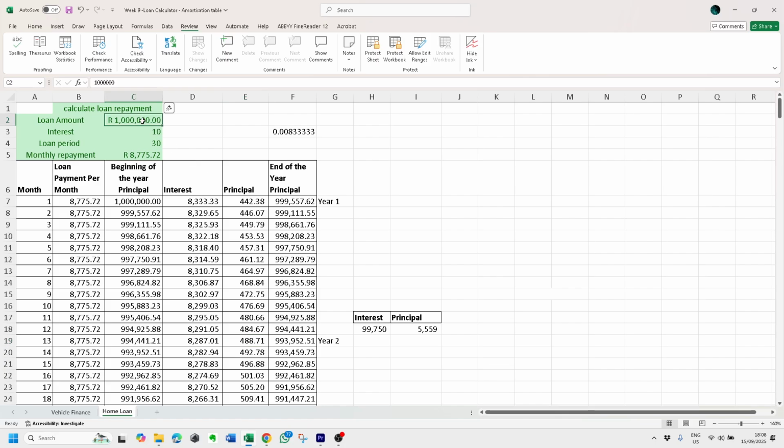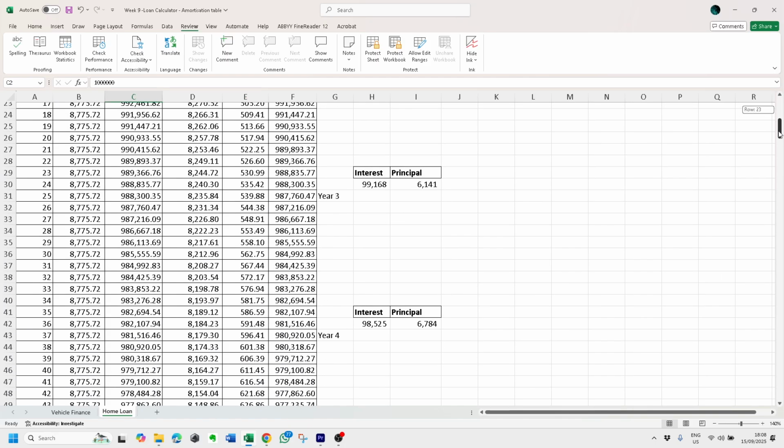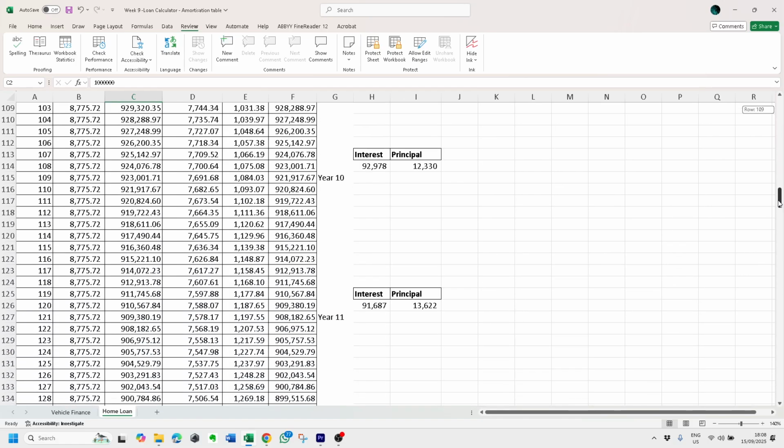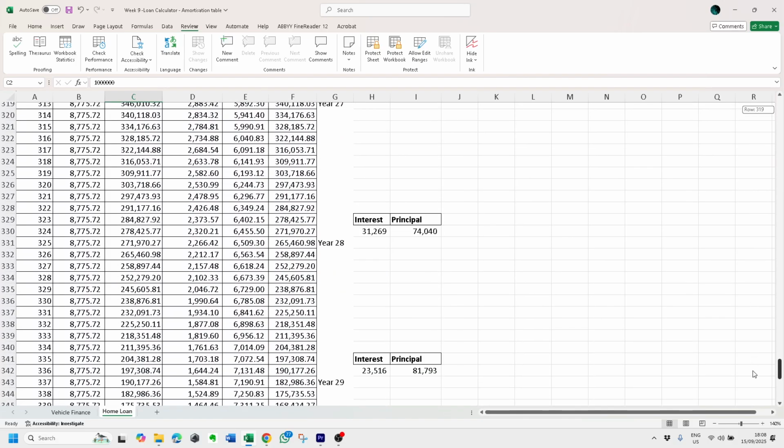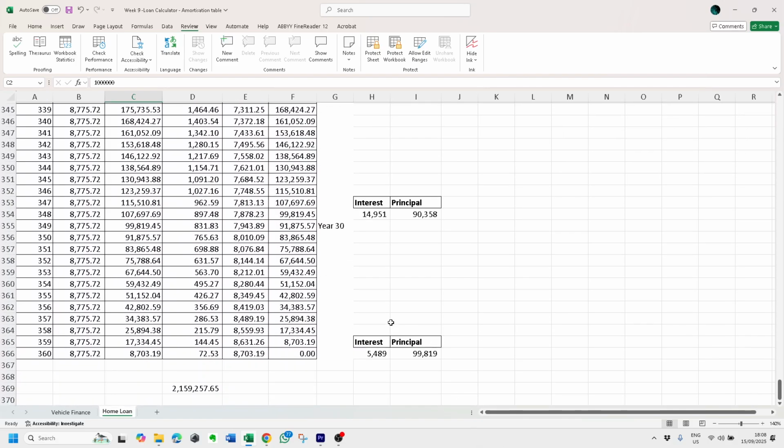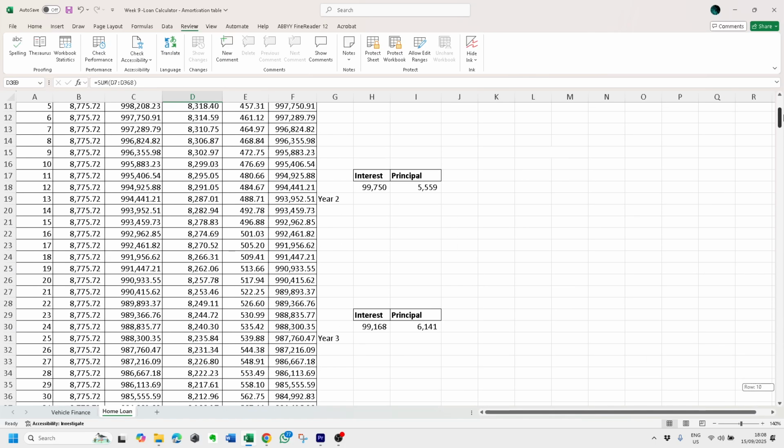A house that's R1 million. Let's see the interest. If you go all the way to the bottom, how much are you paying in interest for this house? Over a 30-year period, it's 2,159,000 rand. So for a 1 million rand house, you're paying this in interest. So in 30 years, you're paying 3,159,000. Your future self is paying so much for this house.